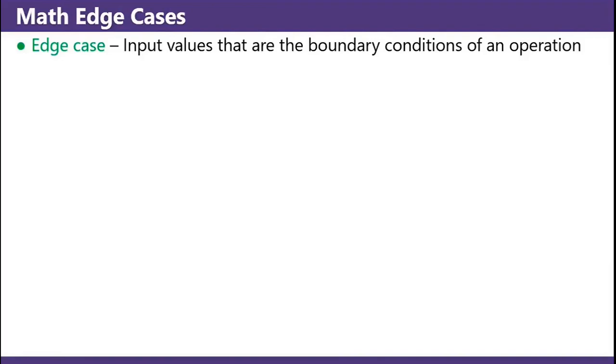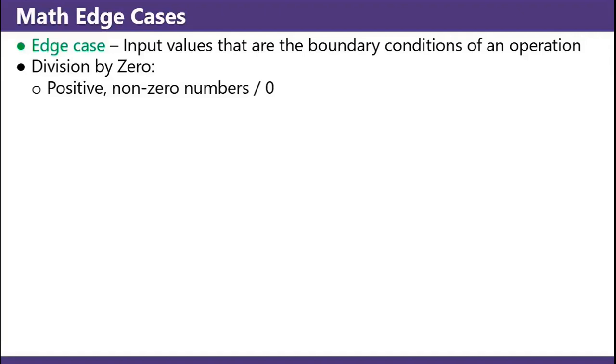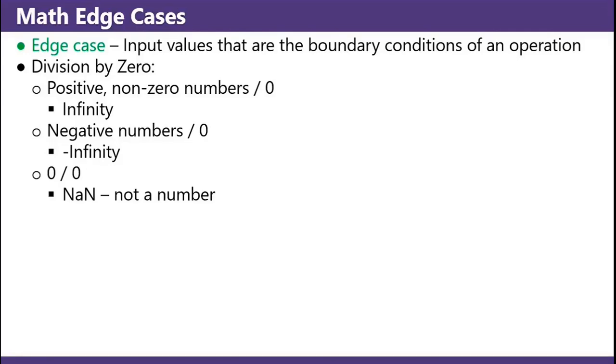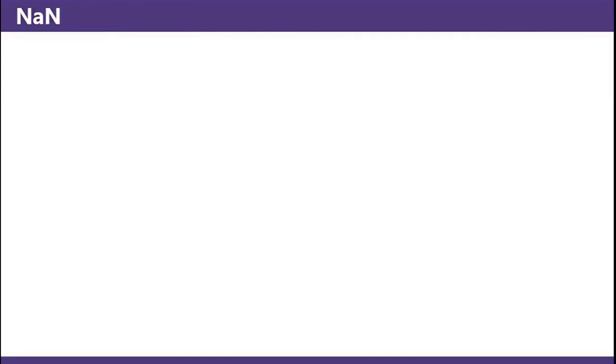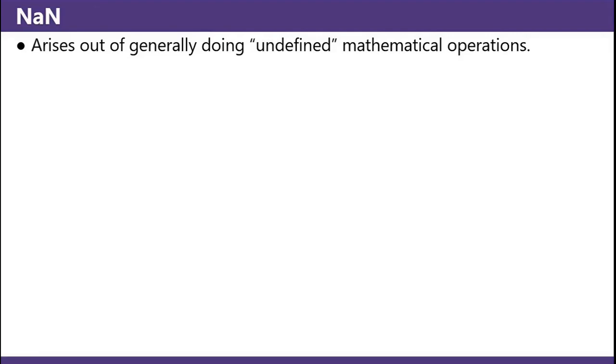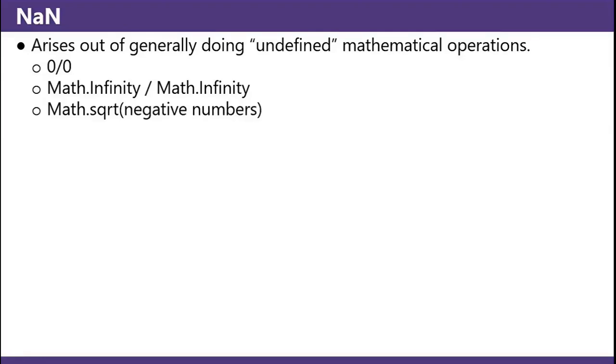Math edge cases. An edge case is input values that are the boundary conditions of an operation. Division by 0: a positive non-zero number divided by 0 results in Infinity. Negative numbers divided by 0 give you negative Infinity. And 0 divided by 0 gives you NaN, or not a number. NaN arises out of generally undefined mathematical operations: 0 over 0, Infinity over Infinity, the square root of negative numbers. It is the only value that doesn't equal itself, so if you wanted to write a function to check if a value was NaN, you would say, does this value not equal itself?